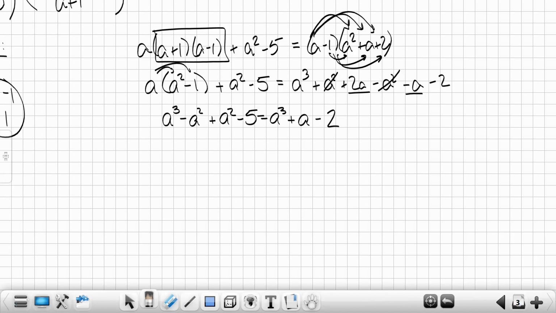Negative 1 times a squared? Oh. I don't know. Good question. No squared on that. There was no squared on that. My apologies. A times negative 1. Good catch, Albert. Good catch. You weren't confused. I was wrong.